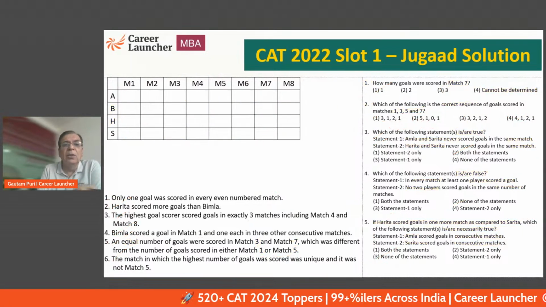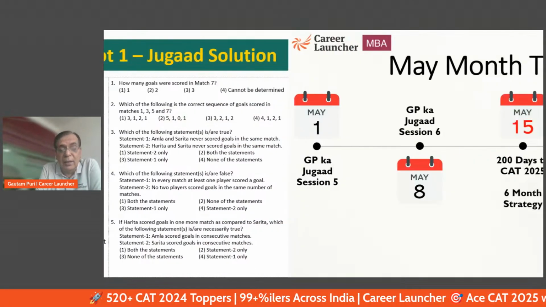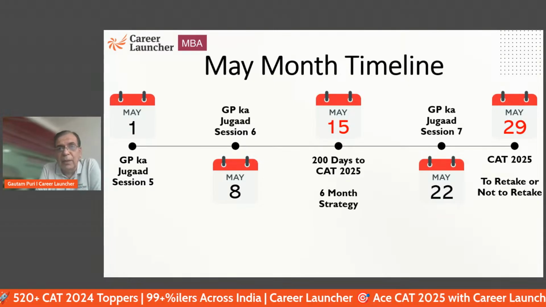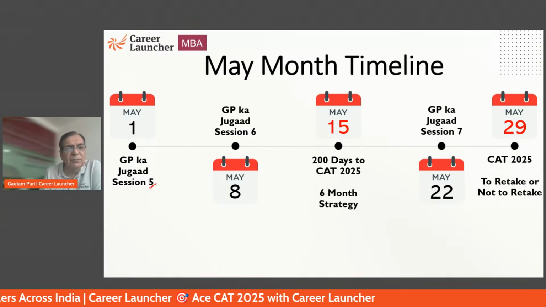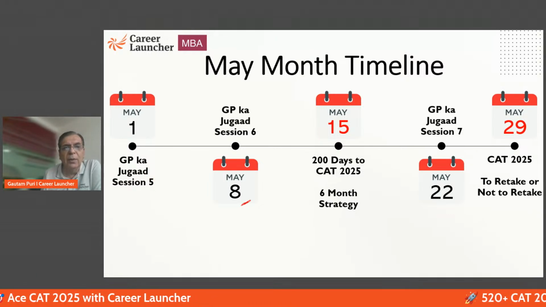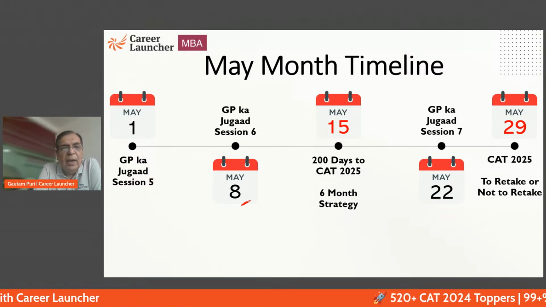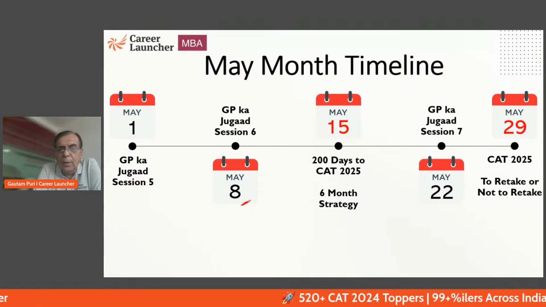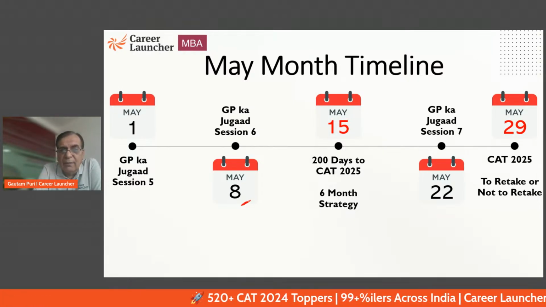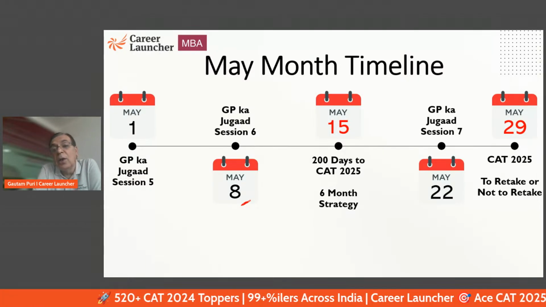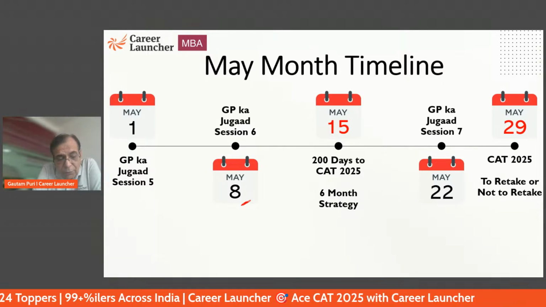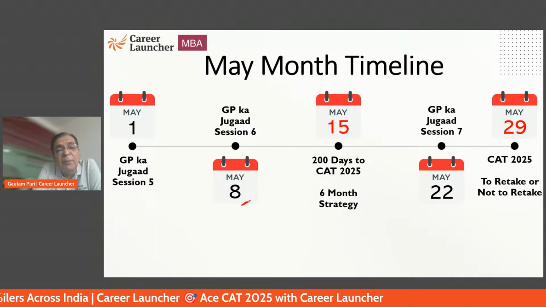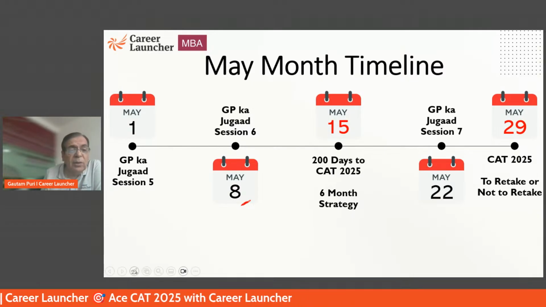Okay, great. So let's look at what we have lined out for the rest of the month. This is our agenda. Today we are doing this particular session. Next session will be on 8th of May. I'll pick up another DI set from an old CAT paper, and we'll again see how jugaad has to be done. Now, based on some of the things that you have been asking for, many of you have been asking me to cover a couple of other things.